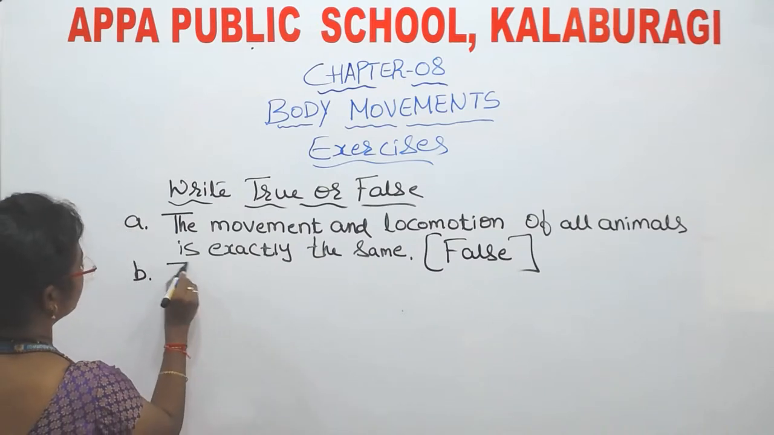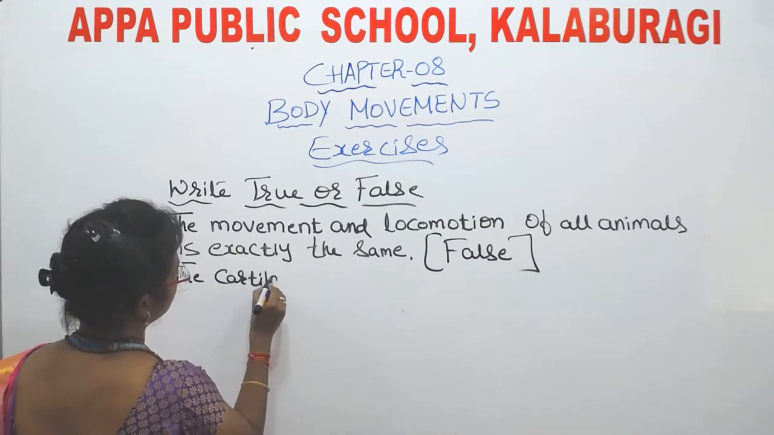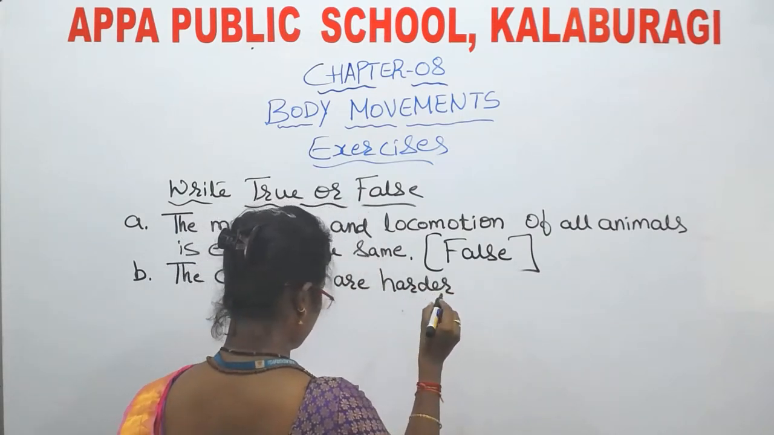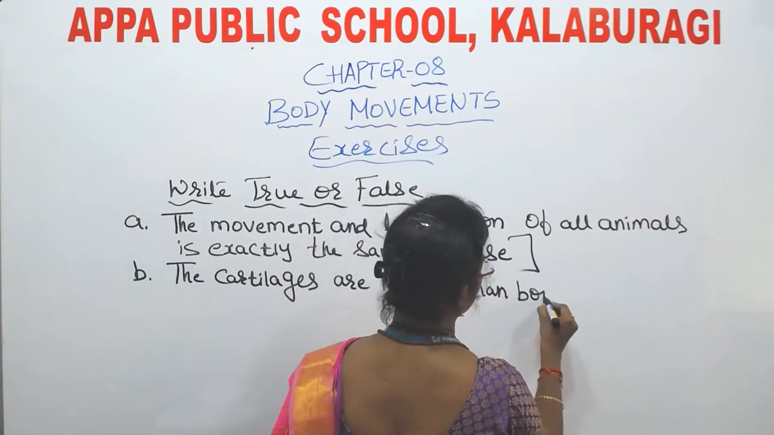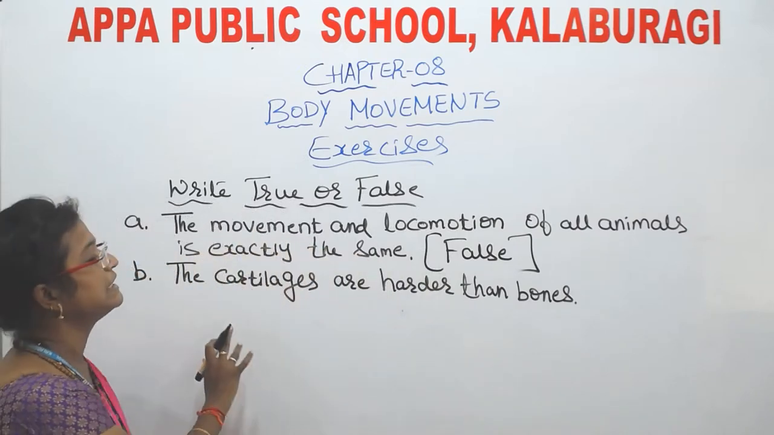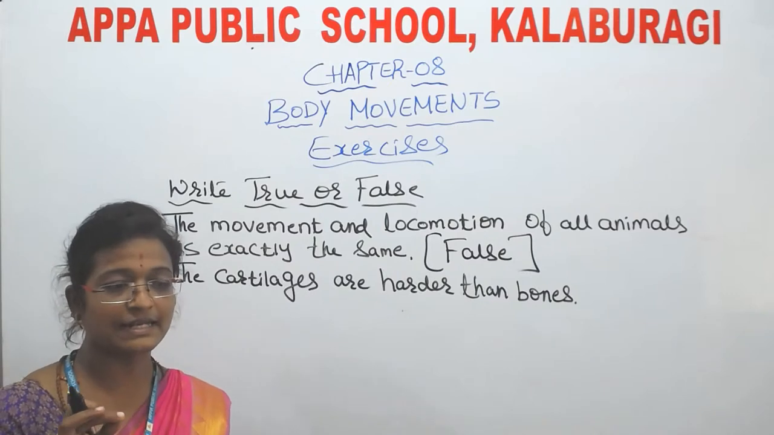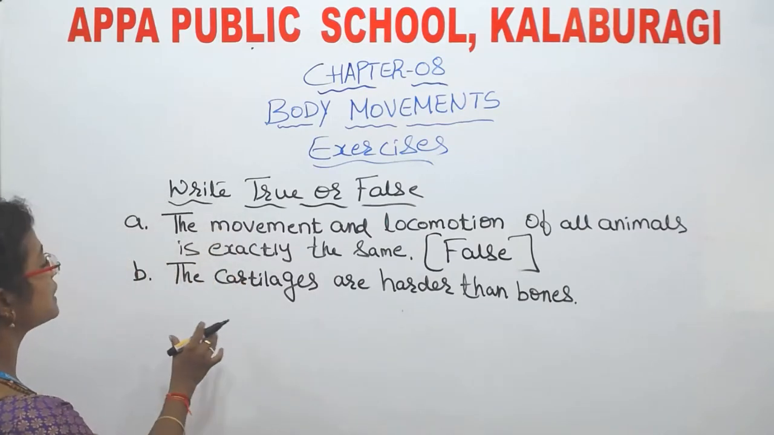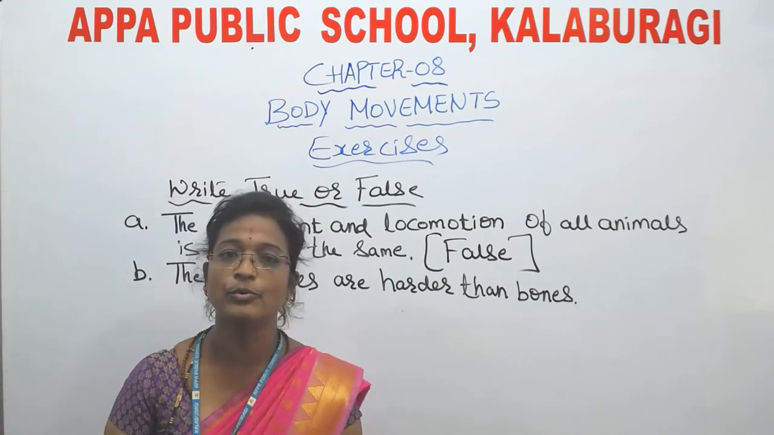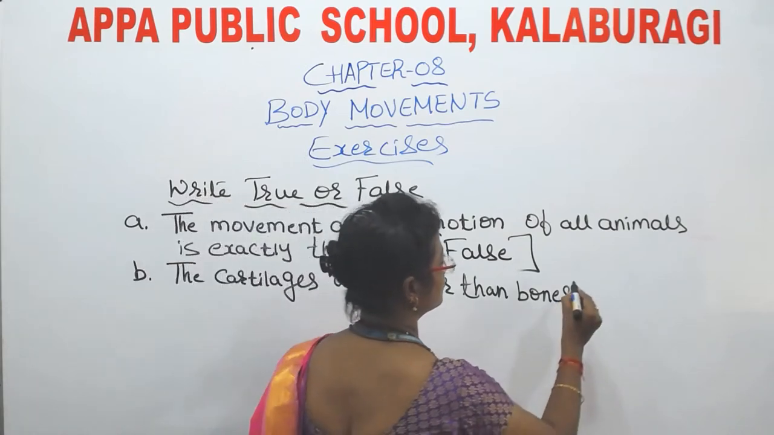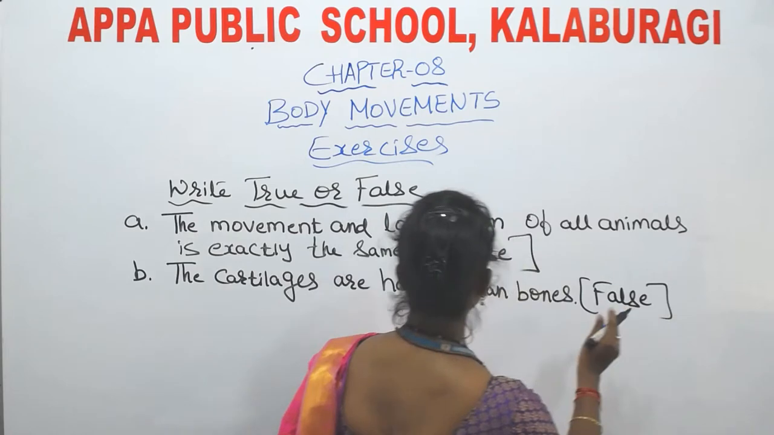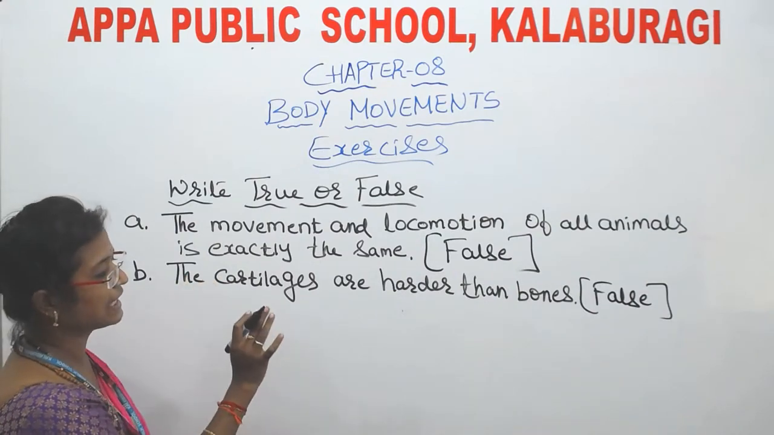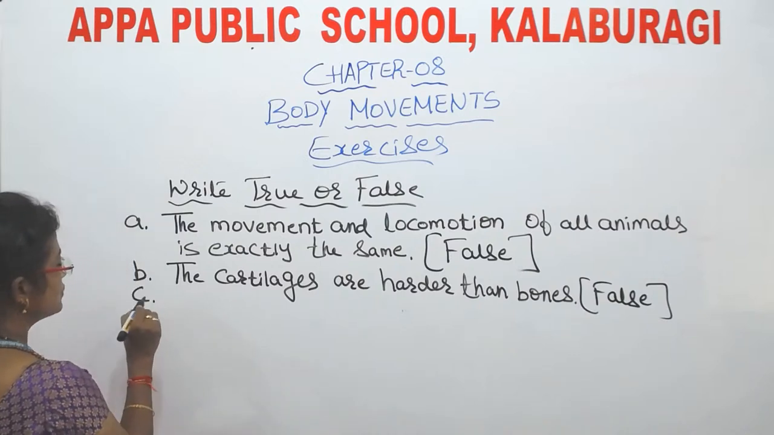The next statement is, the cartilages are harder than bones. As we discussed, cartilages are not as hard as bone and can be easily bent, isn't it? So this statement is false, because the cartilages are not as hard as bone.